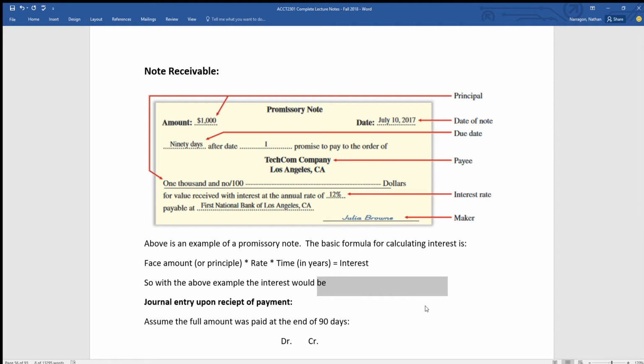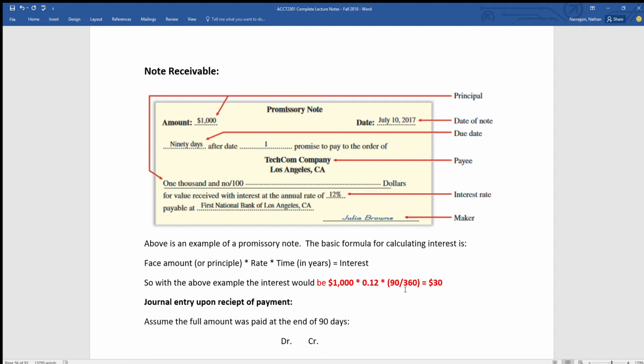Now, if we do this, we're going to take 1,000 and times it by its rate of 12%, so by 0.12, and then times it by time. Time really is by years, so 90 divided by 360. Again, we're not going to take 365. It throws things off. Mostly we always use 360. That's how we determine it. So 90 divided by 360 eventually equals $30.